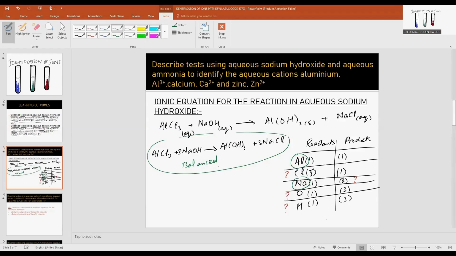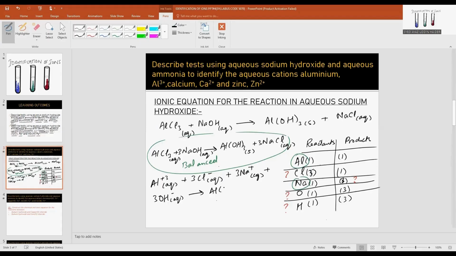Now write the ionic equation for this reaction. You know the rule. This is aqueous, this is also aqueous, this is solid, and this one is aqueous. First of all, you write the ions for the aqueous state only. So you get Al3+ aqueous plus 3Cl minus aqueous plus 3Na plus aqueous plus 3OH minus aqueous on the reactant side.